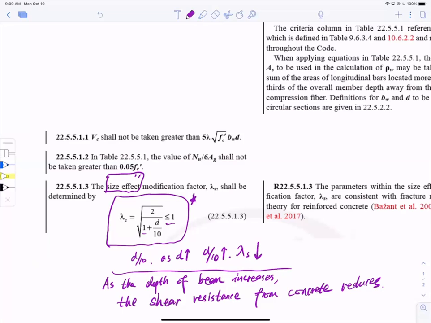The other critical difference: previously in 14, it stated that Vc shall be smaller than or equal to 8 lambda square root f prime c bw d. And now in 19, it changed to 5. Change to 5. This is the main difference.